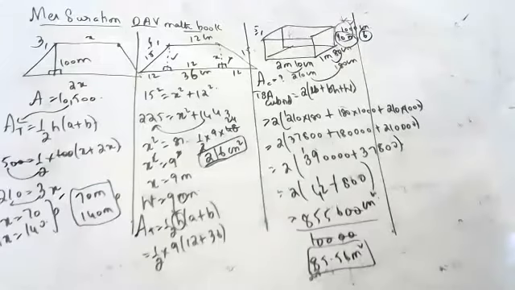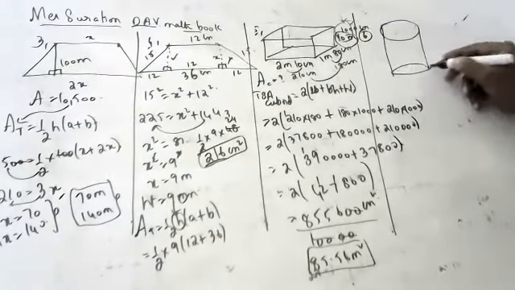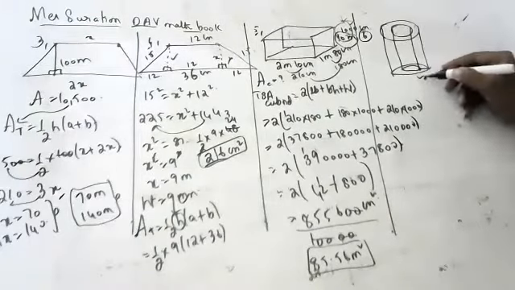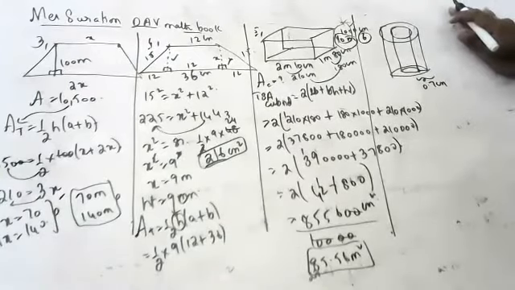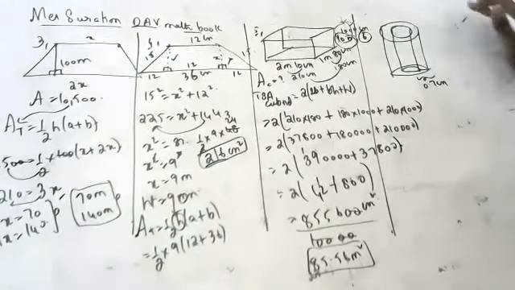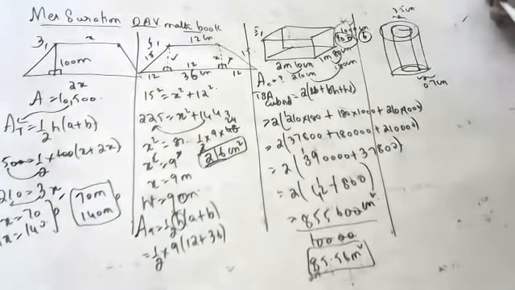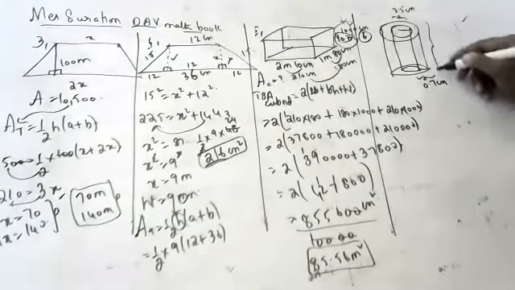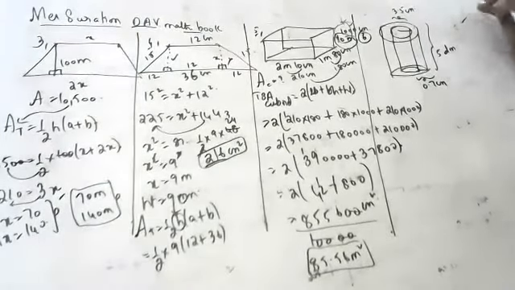Okay, sir. Next, a metallic pipe is 0.7 centimeters thick. Children, see here, a metallic pipe is there like this. This is 0.7 centimeters thickness. Inner radius of the pipe is 3.5 centimeters, and length is 5 decimeters. Find the TSA.